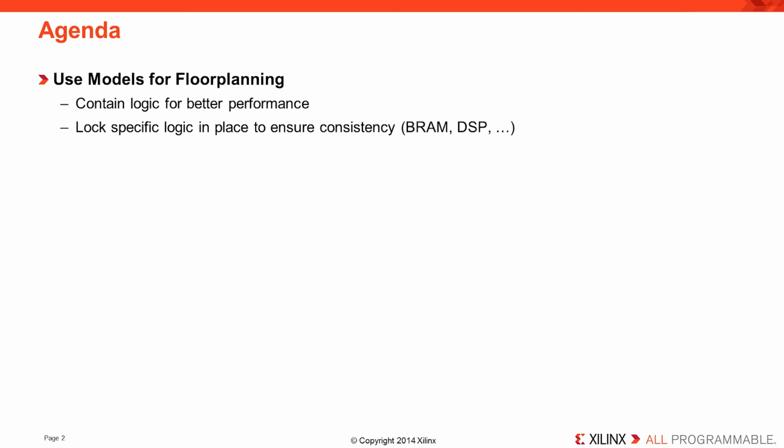Another use model is to lock specific logic in place to ensure consistency for subsequent runs. As an example, if I get good results in my place and route run, I can lock the block RAMs and DSPs or whatever other logic into place and create placement constraints for those so that they are locked in subsequent runs, which can help ensure consistency in those runs.